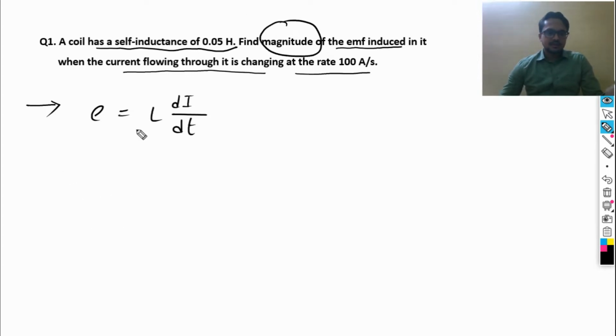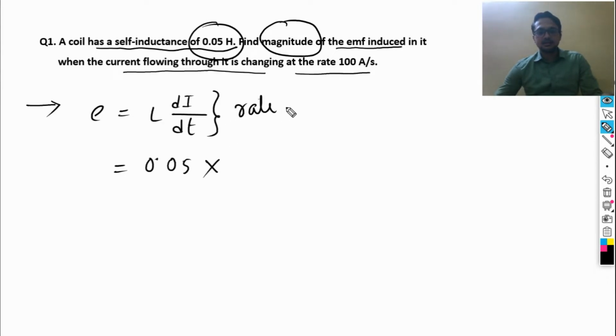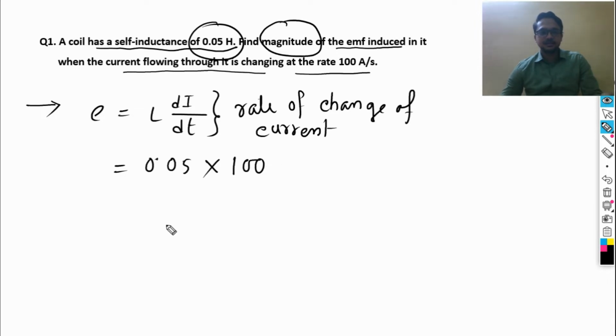So to find the magnitude we will not put the minus sign, okay. After that, put the values. L is given as 0.05 Henry. So 0.05 Henry is the SI unit, so no need to convert. And di/dt is what? This is the rate of change of current. This value is also given. How much? 100 ampere per second.